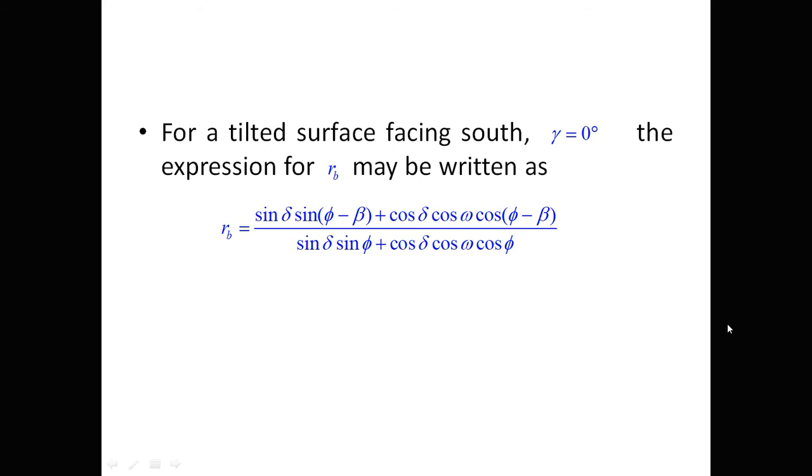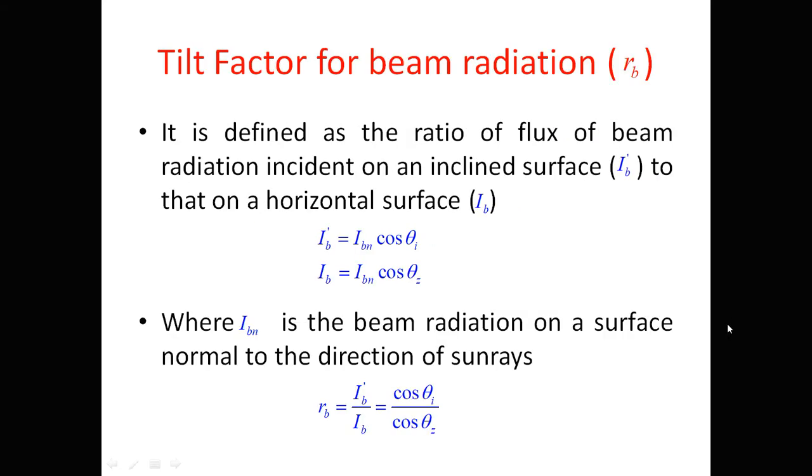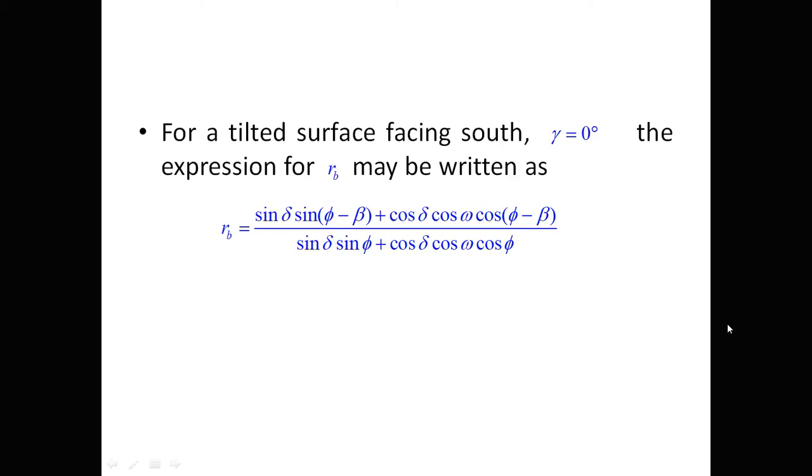But for a tilted surface facing south, gamma equal to 0 degree, the expression of R_B may be written as R_B = [sin delta sin(phi - beta) + cos delta cos omega cos(phi - beta)] divided by [sin delta sin phi + cos delta cos omega cos phi]. This comes from the angle of incidence formula. In the angle of incidence formula, if we substitute gamma equal to 0 degree, we get the numerator, and the denominator is cos theta_z, which is the special case of the incidence angle. For cos theta_z also we can get the formula like this. So this is the total R_B, the tilt factor for beam radiation.